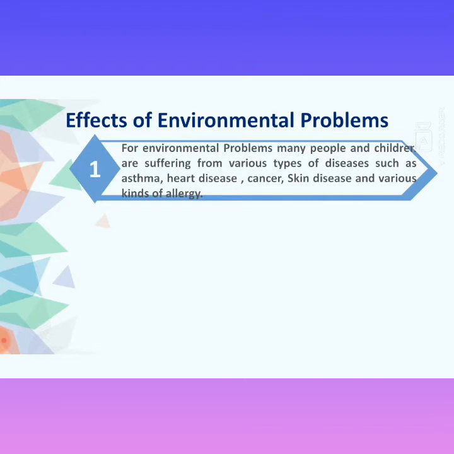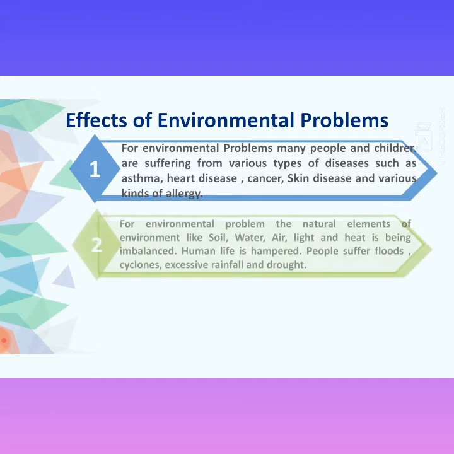for environmental problems, many people and children are suffering from various types of disease such as asthma, heart disease, cancer, skin disease, and various kinds of allergy. This is number one effect of environmental problems. For environmental pollution, we suffer from various types of disease.